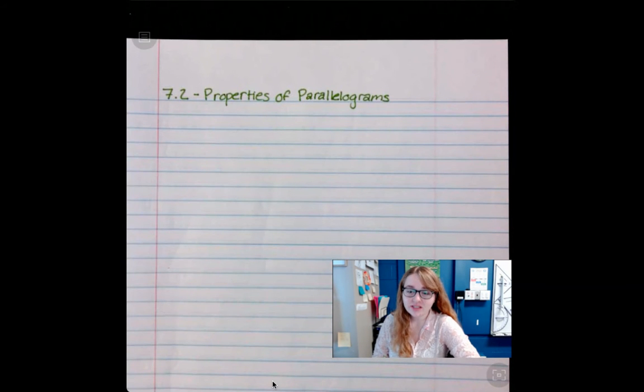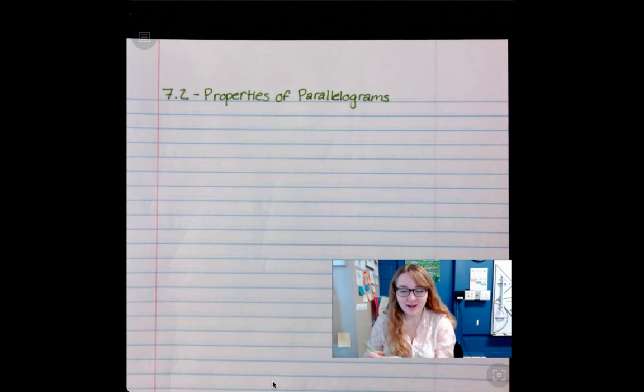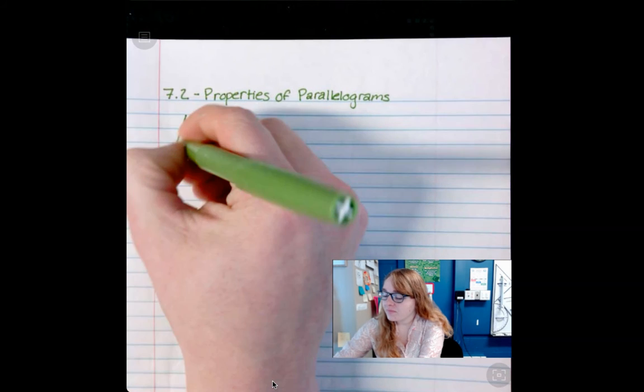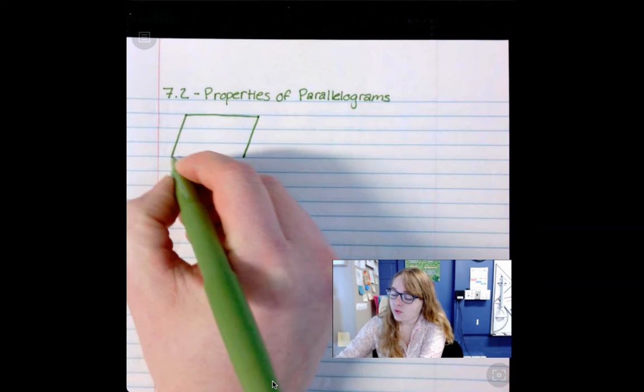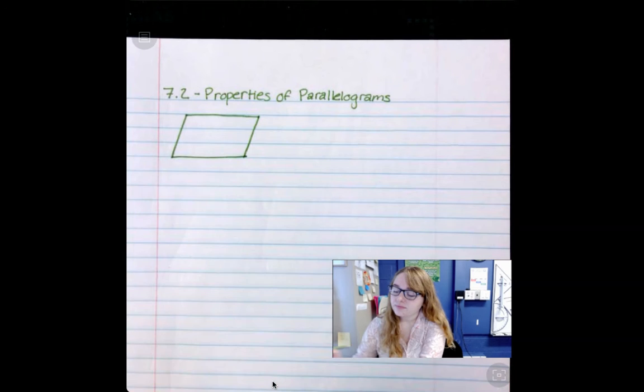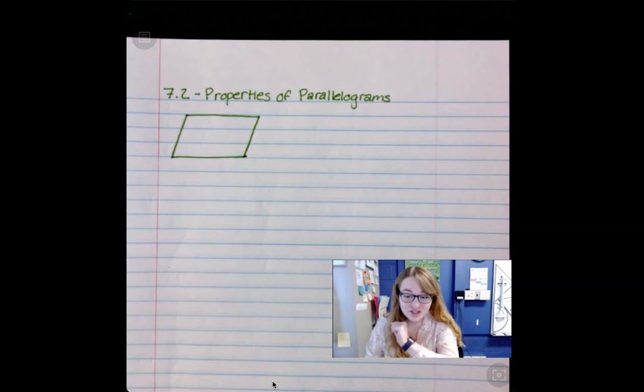Today we are going to be talking about 7.2, the properties of parallelograms. Now, I love parallelograms. Parallelograms have these 5 super cool rules that we are going to use to solve some problems today and in the future. So a parallelogram is a type of quadrilateral, meaning it has 4 sides. Okay, and we have 5 super cool rules that all parallelograms have. So let's jump into those.